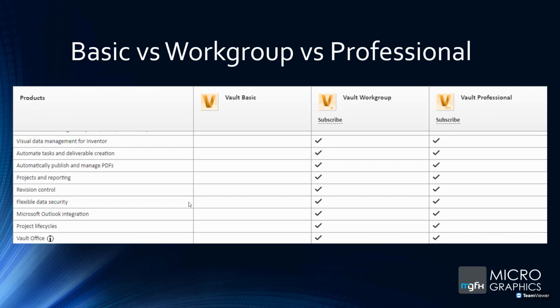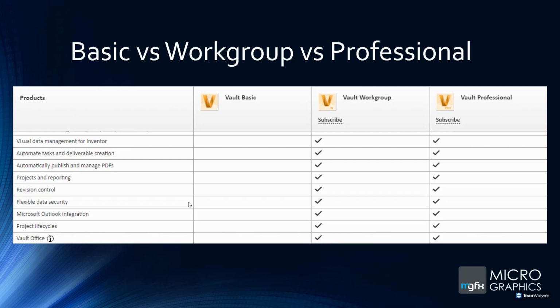Flexible data security. So you can have folder level security, user level security, file level security, Microsoft Outlook integration. So now you can start managing your Outlook, your emails. Project life cycles, like I said, work in progress, for review, release to manufacture, obsolete. And then Vault Office as well.